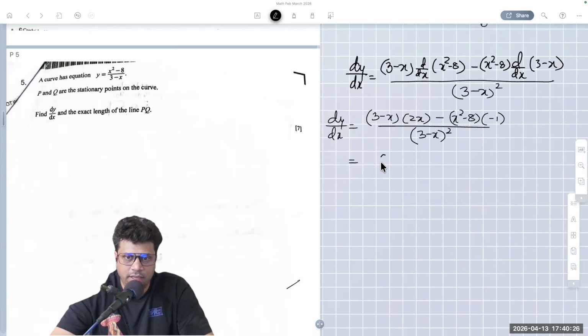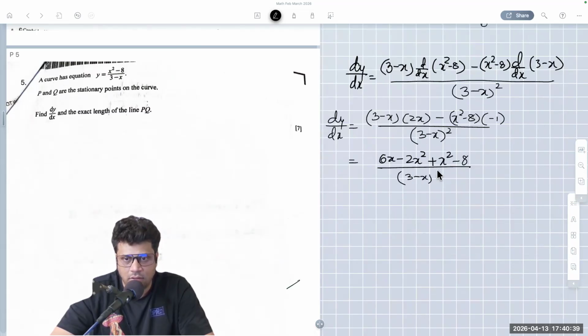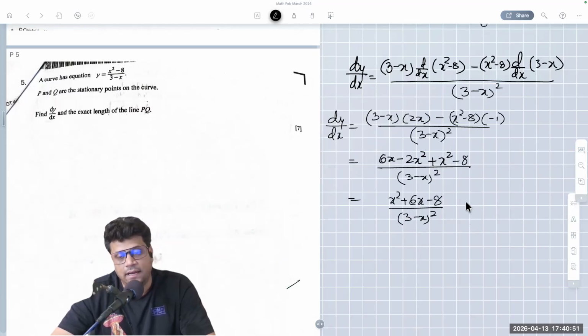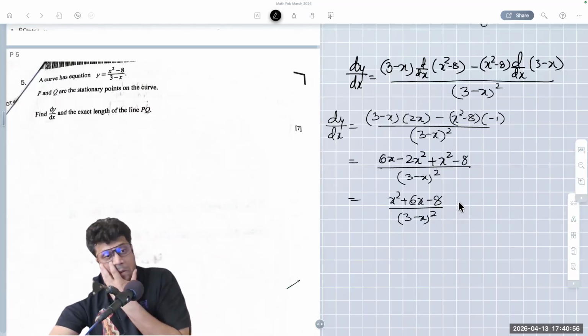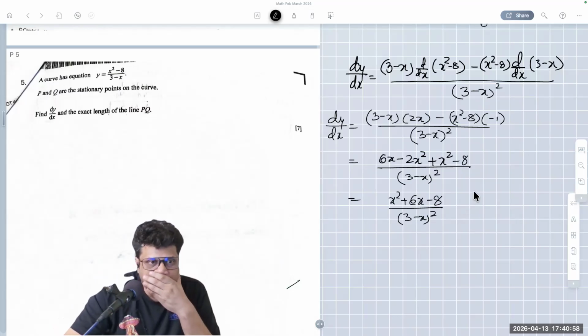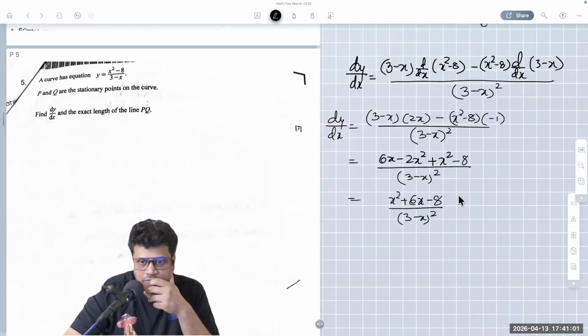So it's going to be 6x minus 2x square plus x square minus 8 divided by (3 minus x) whole square. And that is going to be x square plus 6x minus 8 divided by (3 minus x) whole square. That looks like it. Can we factorize this?